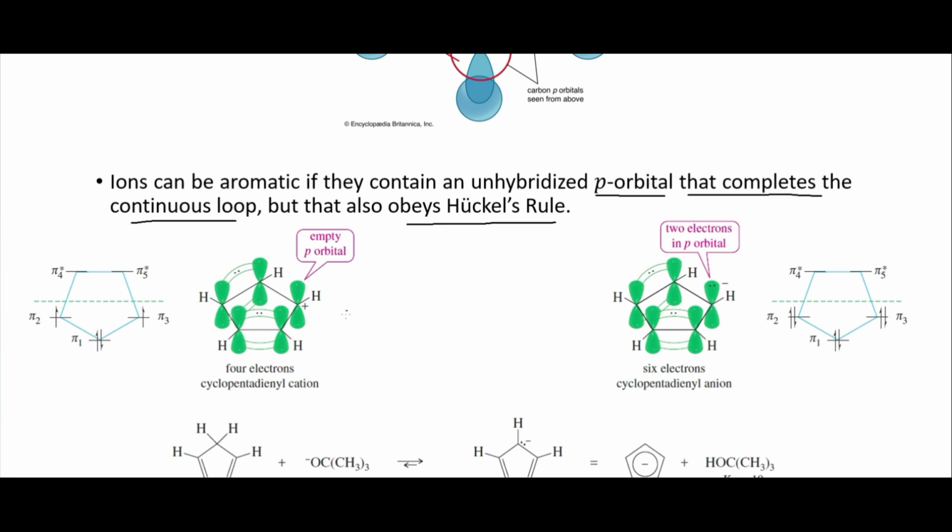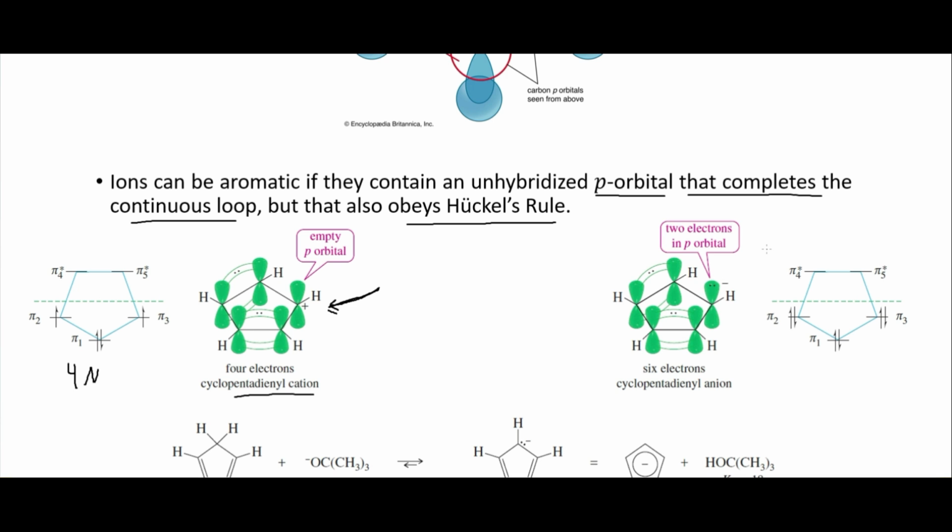So for instance, if we look at this cyclopentadienyl cation right here, we see that the pi bonds can form a continuous loop around it because all of the carbons are sp2 hybridized, but it only has the 4n electrons, which means that this would be anti-aromatic. And so we would expect this cyclopentadienyl cation to actually be anti-aromatic.